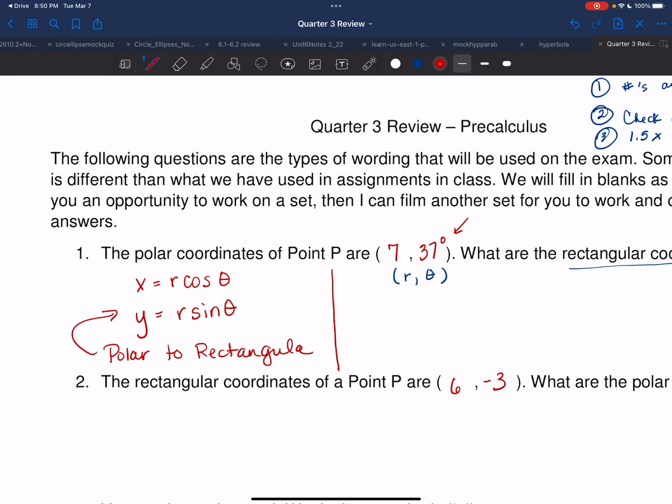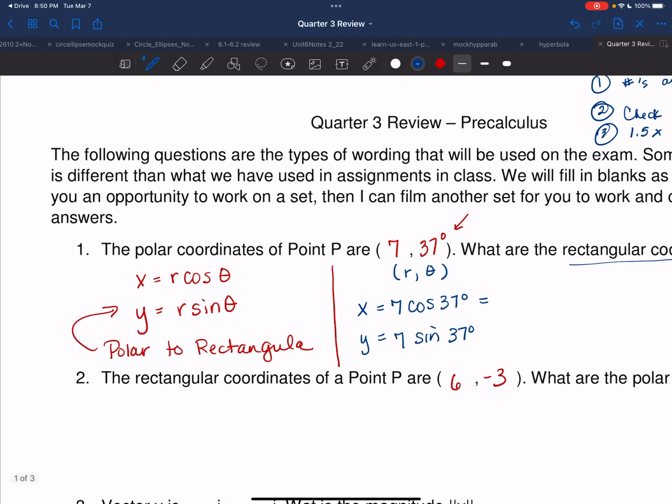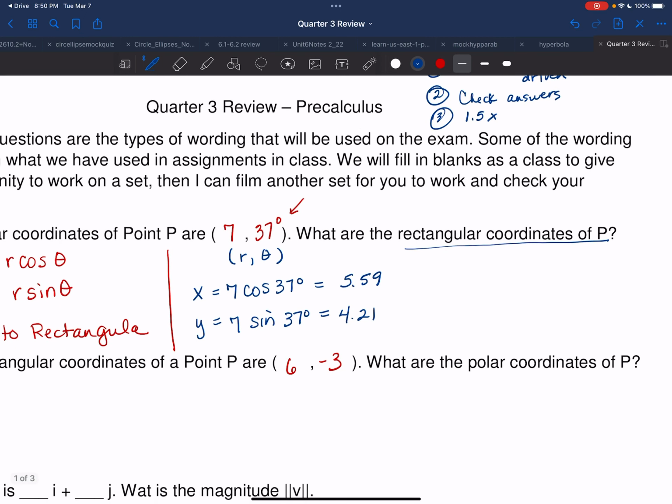Okay, so let's go ahead and see how that's done. My x is going to equal 7 times the cosine of 37 degrees, and my y is going to equal 7 times the sine of 37 degrees. So let's take a look and see what that equals. If I put it in my calculator, my x is 5.59, and my y is equal to 4.21. So my answer for my rectangular coordinates would be 5.59, comma, 4.21.